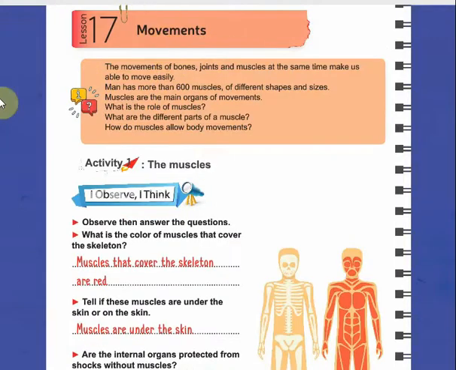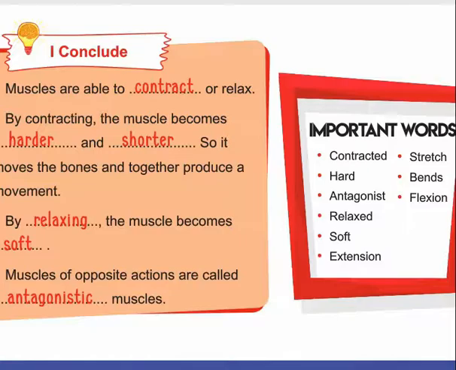Movements is our third lesson. First, I want you to remember this conclusion. Muscles are able to contract or relax. By contracting, the muscle becomes harder and shorter, so it moves the bones and together they produce a movement. And by relaxing, the muscle becomes soft. Muscles of opposite actions are called antagonistic muscles, like the muscles of the arm, which are the biceps and triceps muscles.